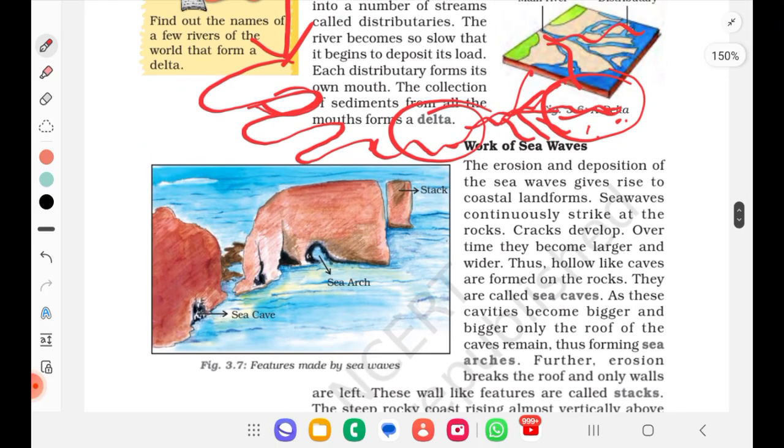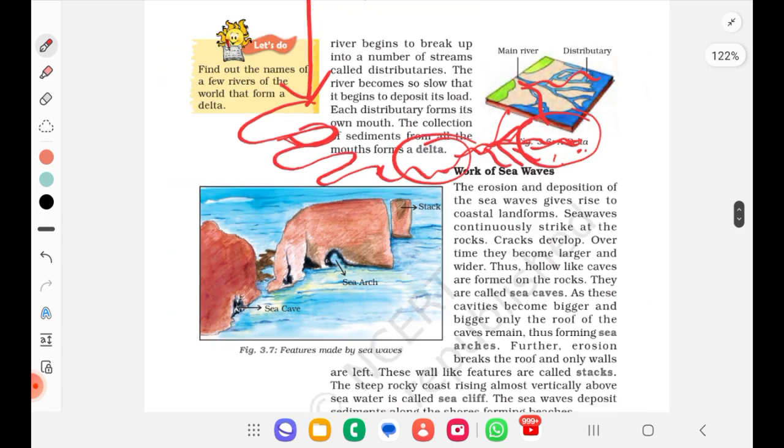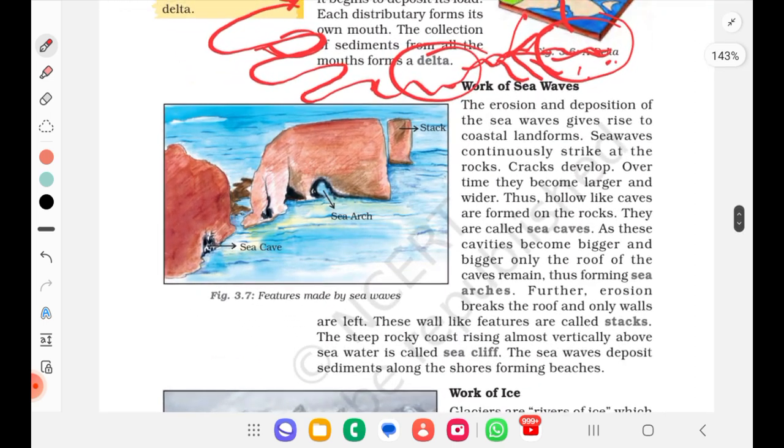Work of sea waves. Now we see about sea waves. The erosion and deposition of sea waves gives rise to coastal landforms. Because of sea waves, we get landforms at the coast, which are called coastal landforms.